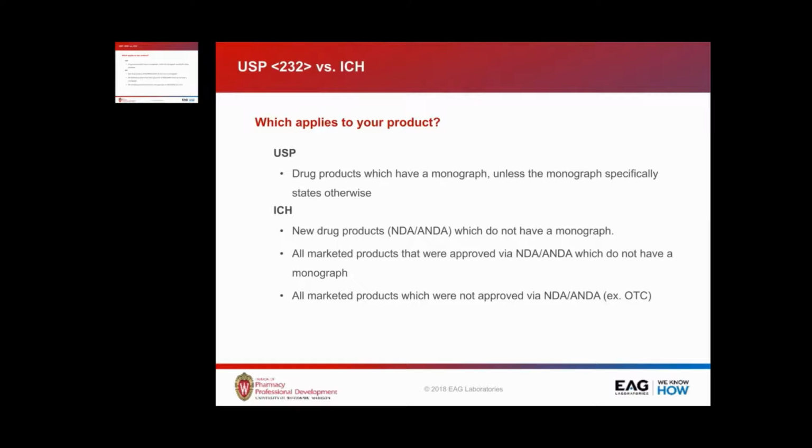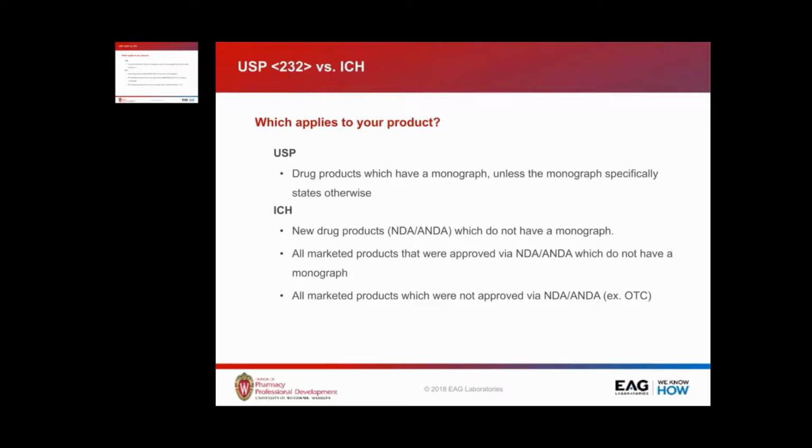The second thing to understand is which applies to you, the USP or the ICH. Now, for the most part, they are harmonized between the two, but there are some minor differences. So it is important to understand when you're setting these up which one applies to which. The USP applies to those products which are monographed, unless the monograph specifically states otherwise. So if you have a monograph material that's in the USP, then the USP chapter, i.e. 232, would apply. ICH applies to any new product that does not have a monograph.